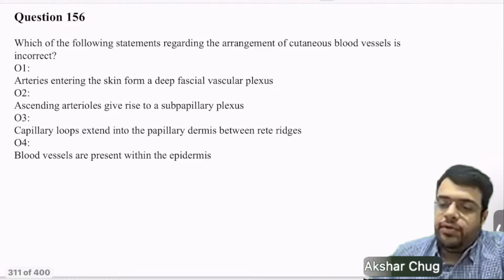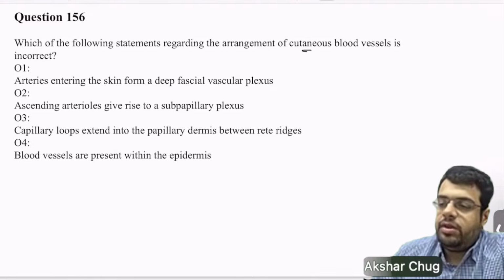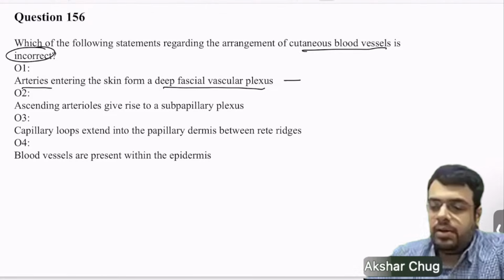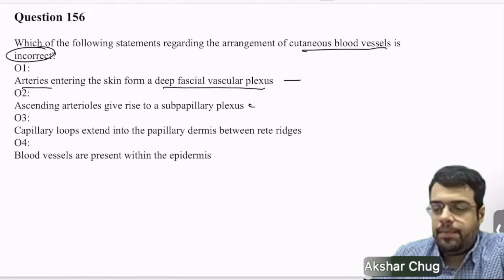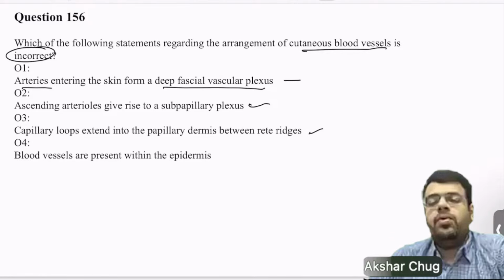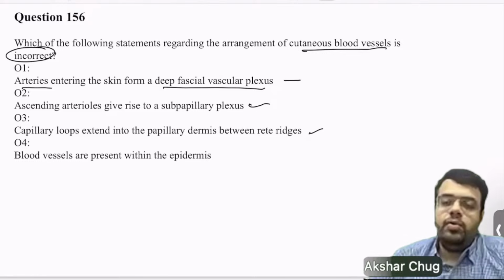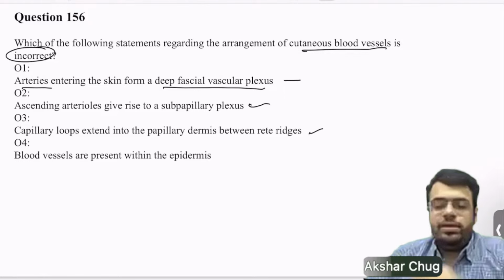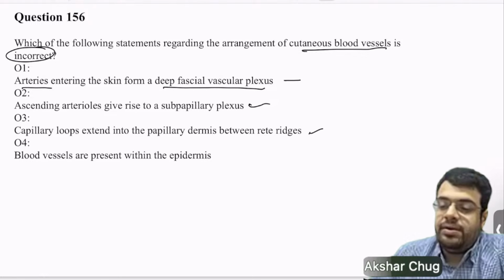Which of the following statements regarding the arrangement of cutaneous blood vessels is incorrect? Arteries entering the skin form the deep fasciovascular plexus. Okay, I don't know about this statement. Ascending arterioles give rise to subpapillary plexus. This seems to be correct. Capillary loops extend into papillary dermis between the rete ridges. This is definitely correct. As you might know, in case of psoriasis, we do a test in which we start to scrape off the excessive plaques, and then we see pinpoint bleeding. So that is exactly the capillary loops which have extended into the papillary dermis, which we are seeing.